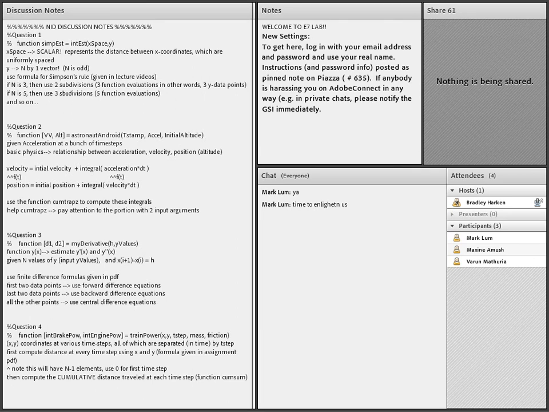So given that, once we have that, then we can compute the velocity and the acceleration at every time step.